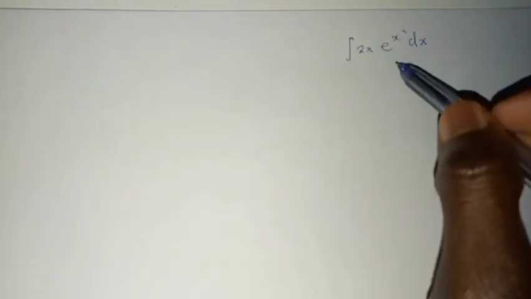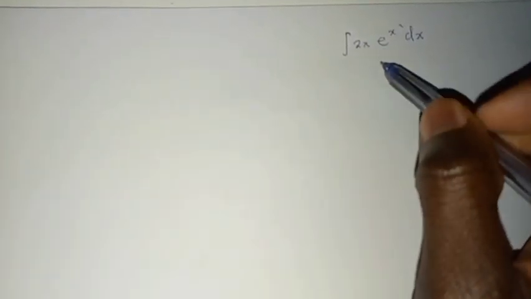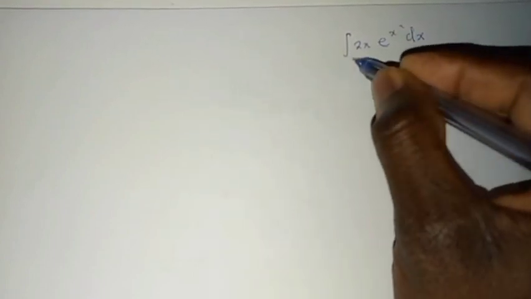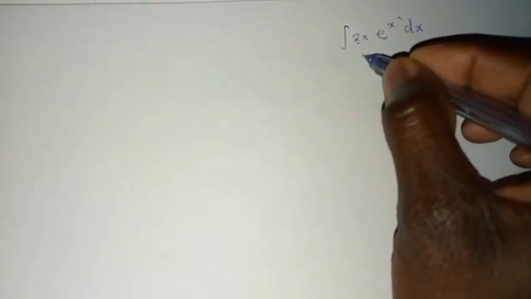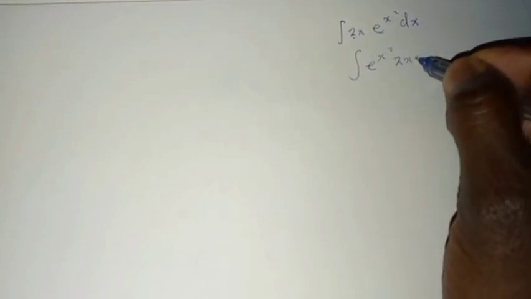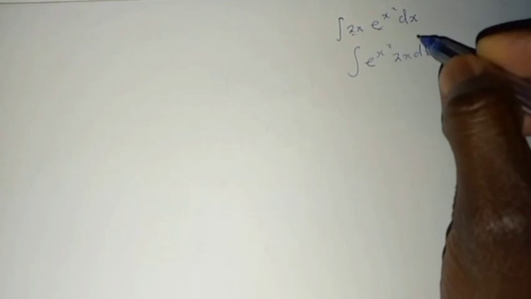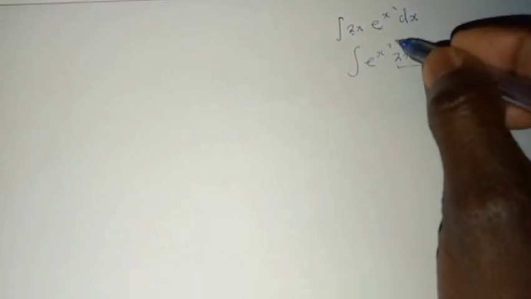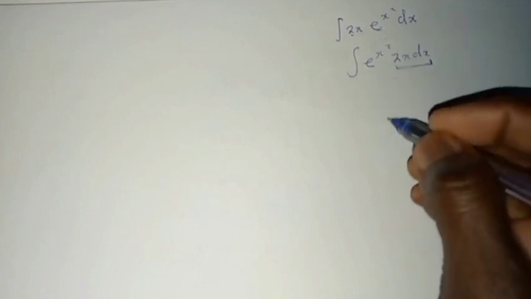So by substitution, what it means, you need to make sure that you come up with a part which you are going to remove. In this case, you can arrange them like e^(x²) times 2x dx. So which part can be removed in this case is this part. And how am I going to remove this part? I have to make sure that I let this one be equal to u.